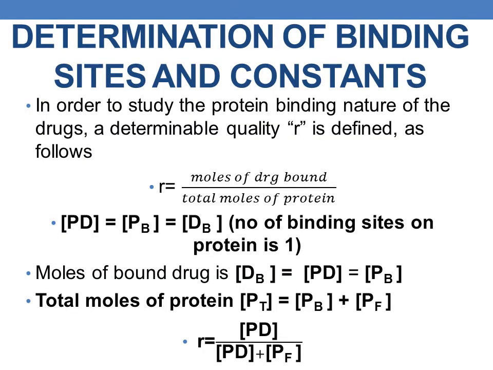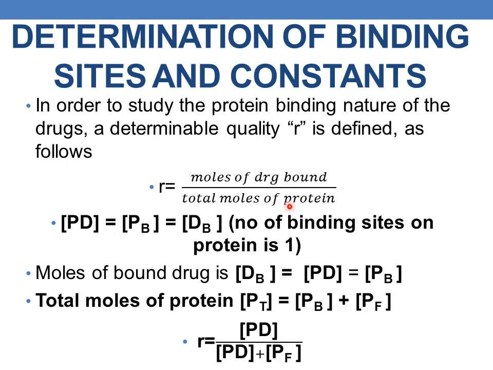Now coming to the determination of binding sites and constants. In order to study the protein binding nature of a drug, a determinable quantity r is defined as r equals moles of drug bound by total moles of protein. I repeat, r equals moles of drug bound by total moles of protein.